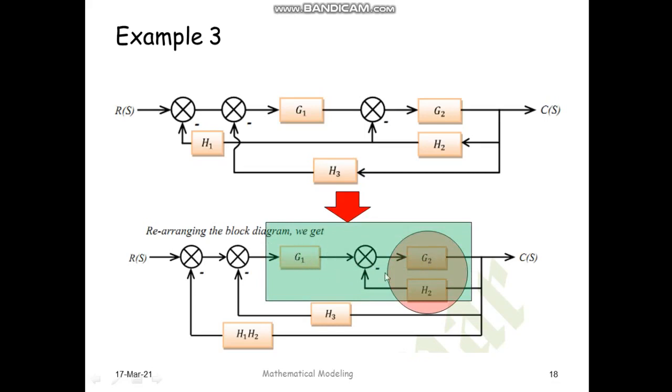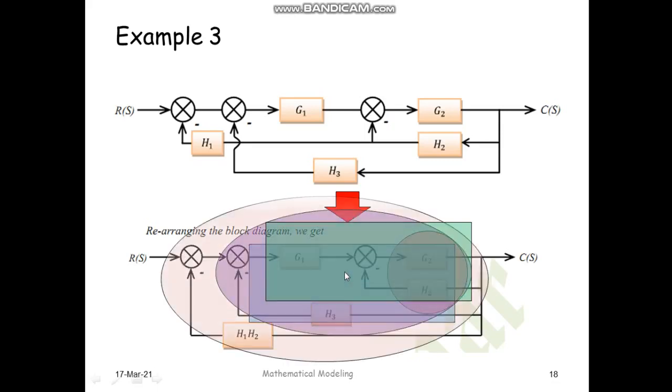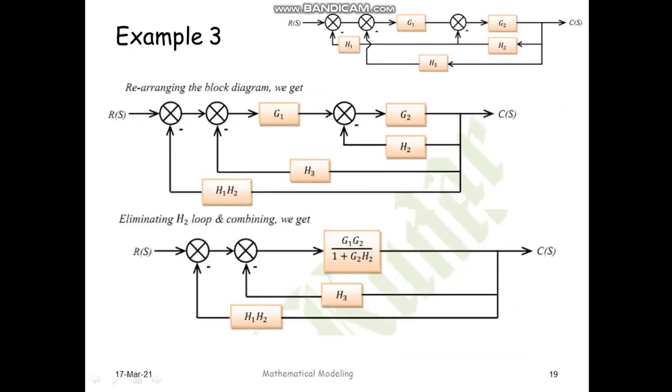So this transformation will be done. After doing this particular transformation, again you will get a single block over here, which will be in the feedback loop with H3. So this minor feedback loop of H3 and the single function over here will be eliminated, and lastly the single block after eliminating the H3 feedback loop will come as a minor feedback loop with H1 H2, that will be eliminated as the last step. So now let us try to solve this transformation.